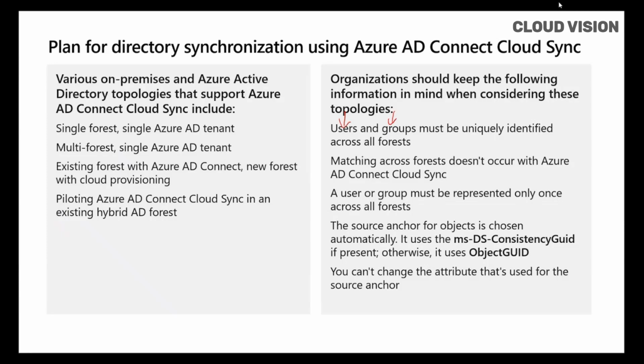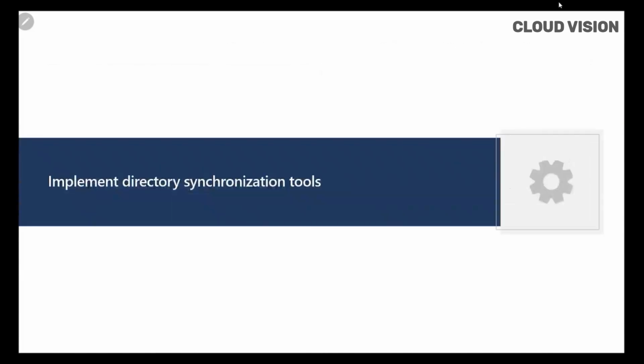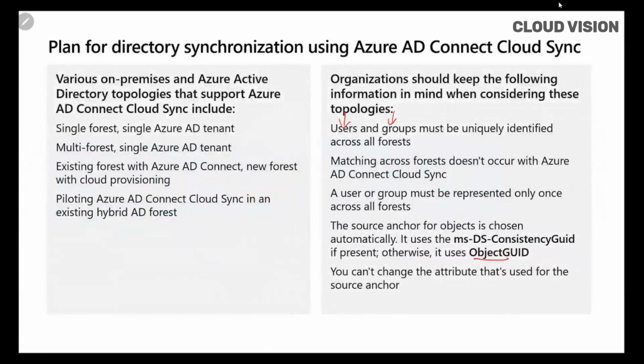Now the source anchor for the object is chosen automatically and it uses the ms-DS-ConsistencyGuid if present. Otherwise, it is going to be using the objectGUID as you see over here. Now you can't change the attribute that's used for the source anchor, otherwise it will break the sync between the identities across both the platforms.